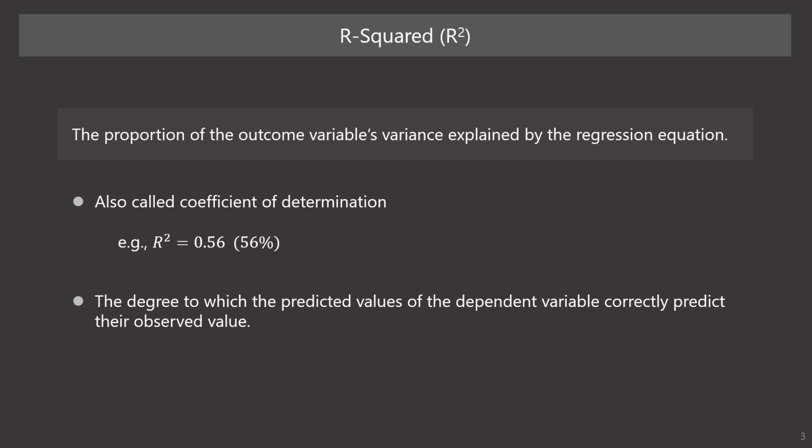R-squared is also called the coefficient of determination. It represents the proportion of the dependent variable's variance explained by the regression equation. Since R-squared refers to the proportion of the explained variance of the dependent variable, it is denoted by percentage or proportion, for example, 56% or 0.56. Simply speaking, R-squared indicates the degree to which the predicted value of the outcome variable correctly predicts their observed value.